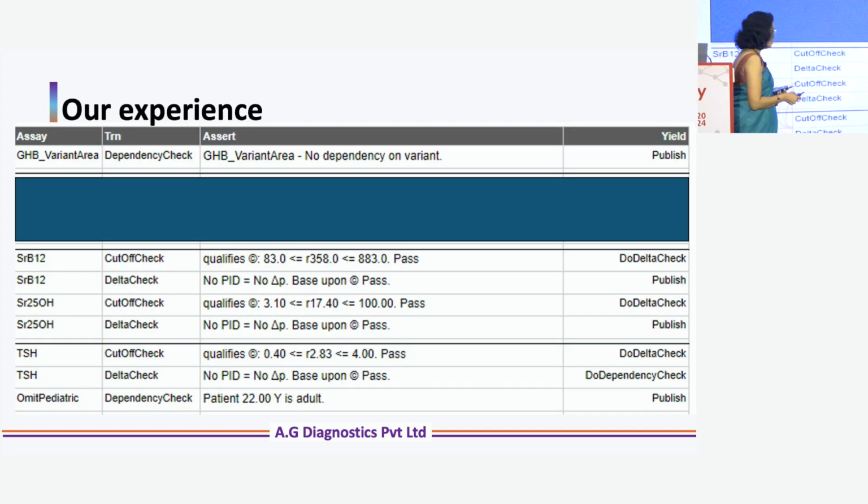So then coming to the biochemistry and building of algorithms, we have done that. I have given just a few examples. So say for HbA1c, we have to also look at the variant area. So you have to remember that when you are building the algorithm, you have to factor that in. Then for say B12, vitamin D, TSH. Okay, for TSH, there is an omit pediatric because I don't want a neonatal TSH to slip through. So all this thinking has to be done and the algorithms have to be built.